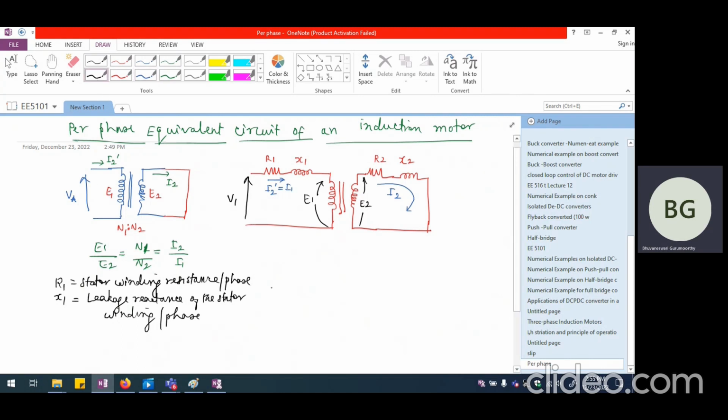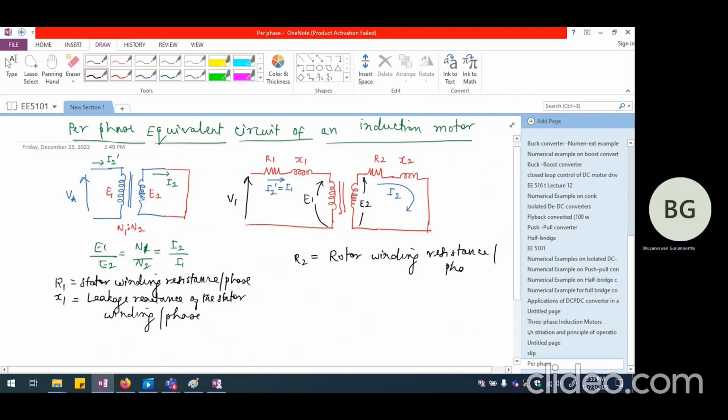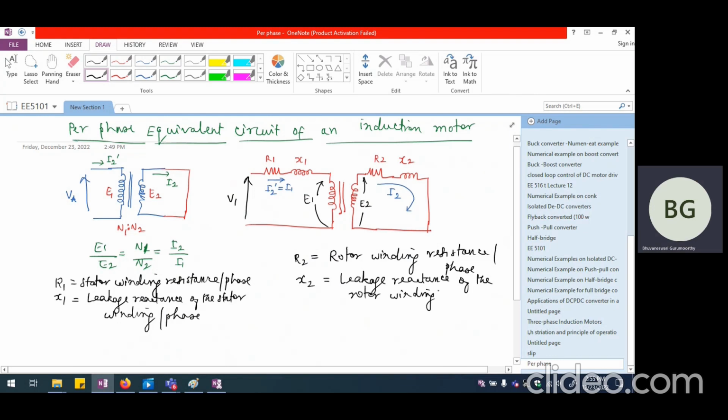So I can again write R2 is the rotor winding resistance per phase, and X2 is the leakage reactance of the rotor winding per phase. So this is going to be the leakage reactance.